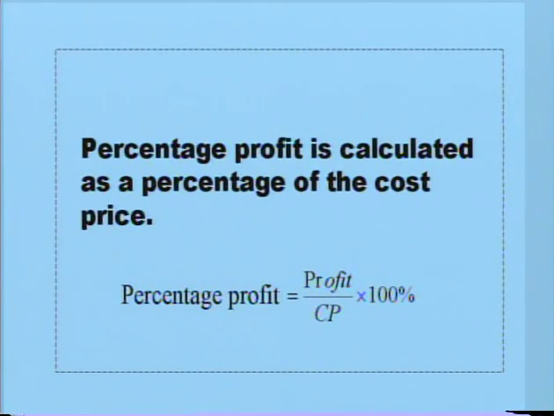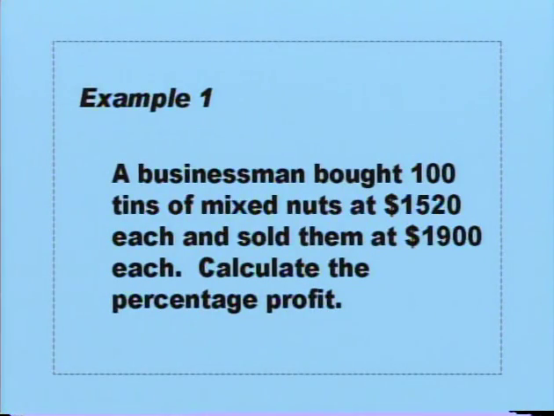Percentage profit is calculated as a percentage of the cost price, and it is given in this formula: percentage profit is equal to profit divided by cost price times 100, all expressed as a percentage. Example 1. A businessman bought 100 tins of mixed nuts at $15.20 each and sold them at $19.00 each. Calculate the percentage profit.